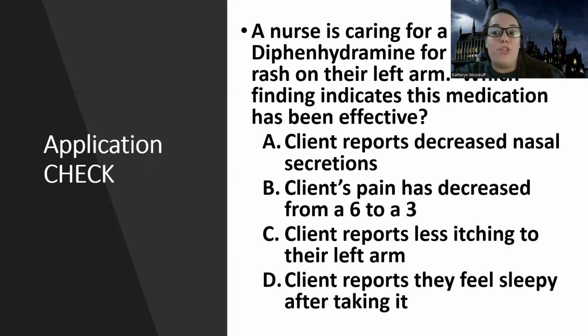So anytime I'm down to 2, I always go back to the question and I start to think about, okay, with this question, what is it really asking me? What's specific? And so they have an allergic rash on their left arm. So which of these is most specific to that? The only one that's really specific to that is C, because A, I mean, yeah, if they have less nasal secretions, maybe the diphenhydramine is working, but if they have an allergic rash on their left arm, is that what I'm trying to achieve? No. So the best answer here is going to be C, that they report less itching on their left arm.